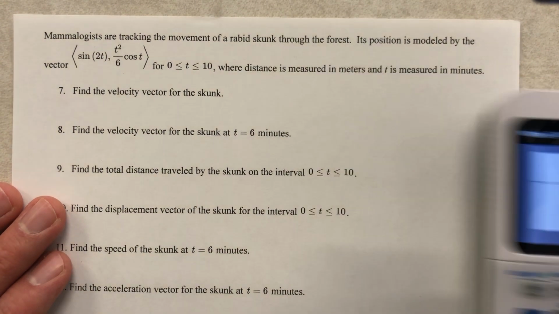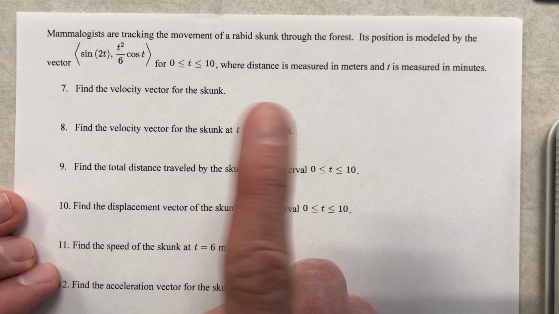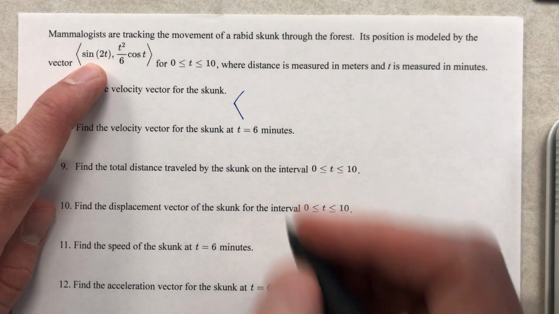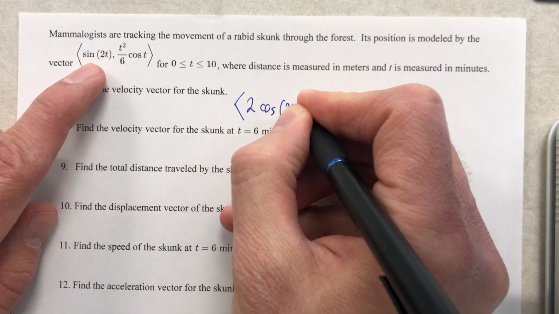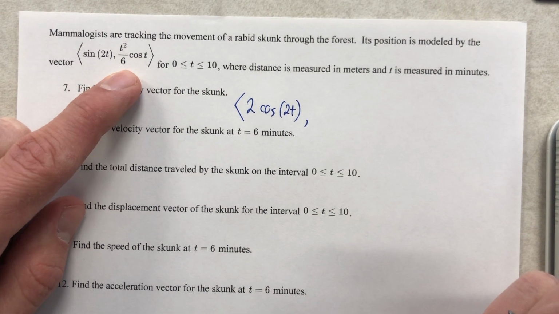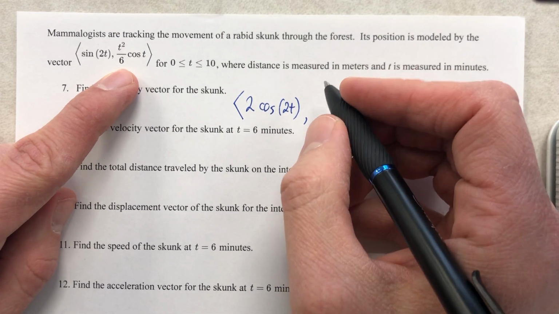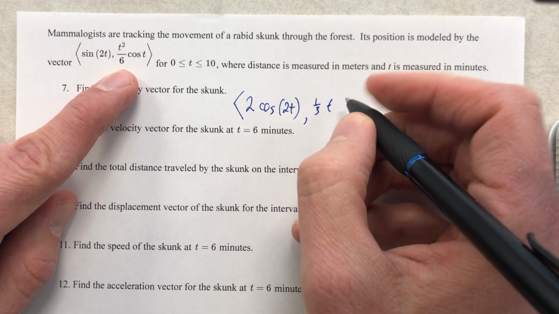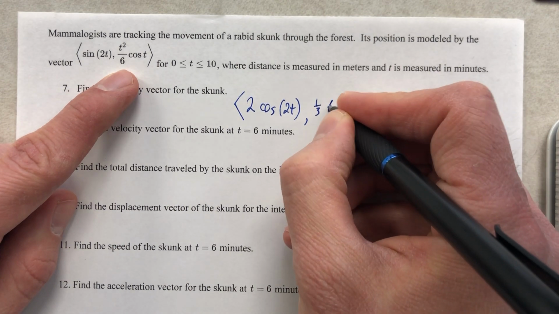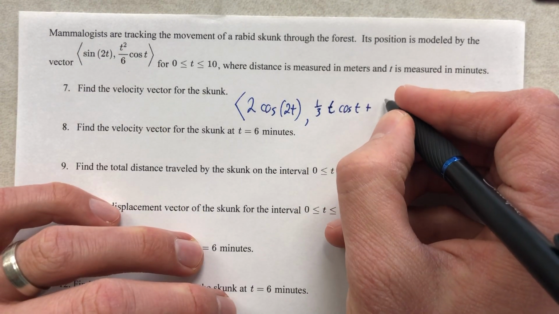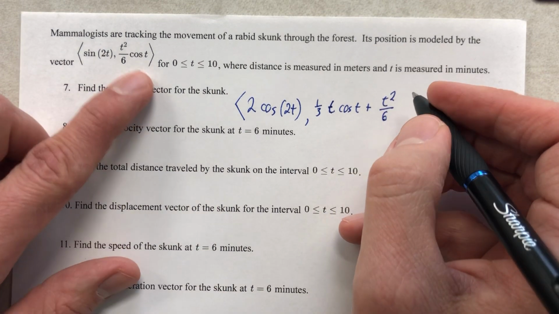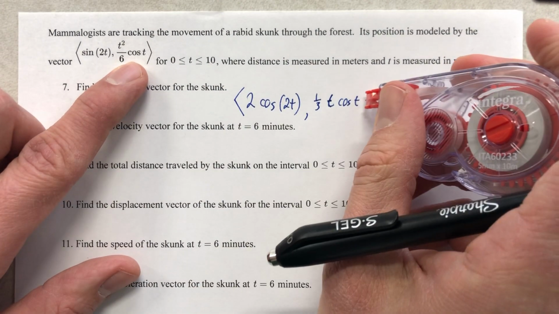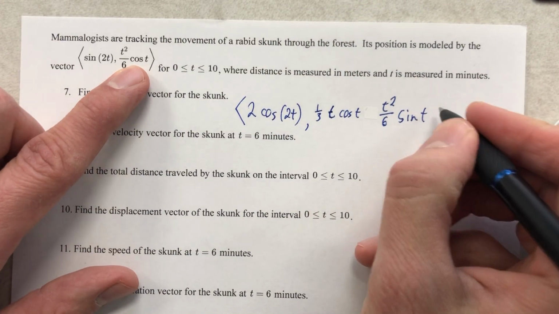Anyway, find the velocity vector for the skunk. They did not say evaluate it at a specific time. They do here, not here. So let's just find the derivative. You've done it before. Let's go fast. Derivative of sine of 2t would be 2 cosine 2t, comma, and the derivative of this guy, that's going to involve the product rule. So f prime, so 1/6 t squared, that would be 1/3 t, f prime g plus f g prime, derivative of that would be negative sine t, which means I need a negative right here, and that is it right there.